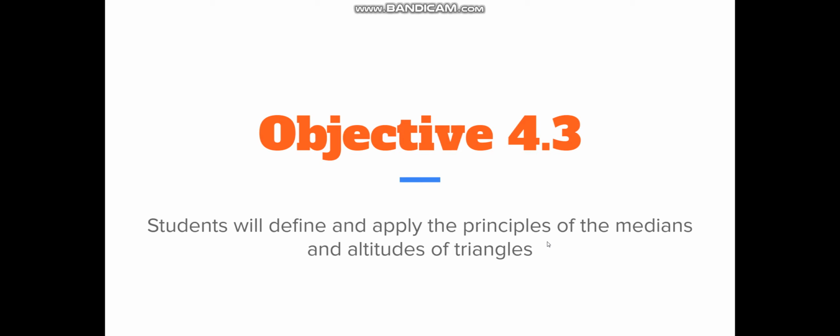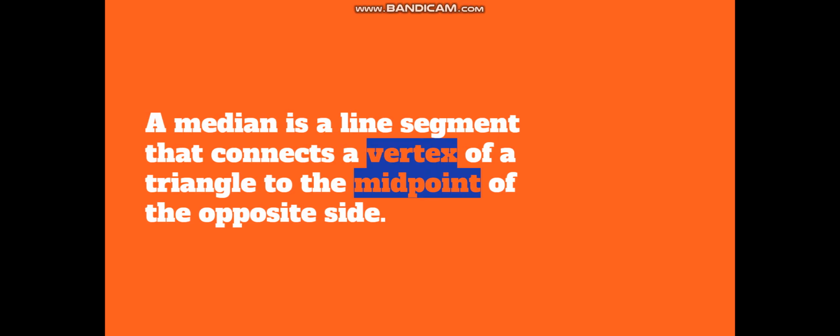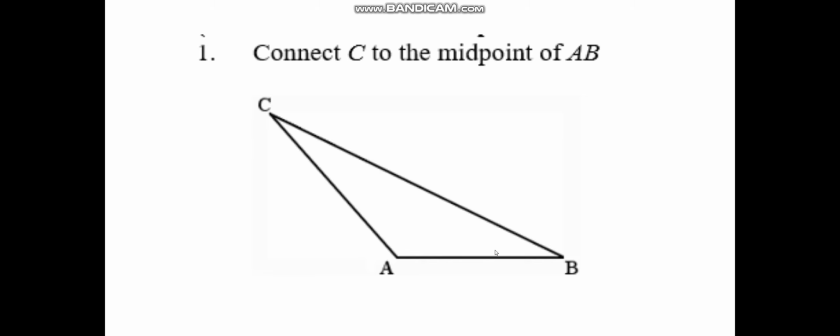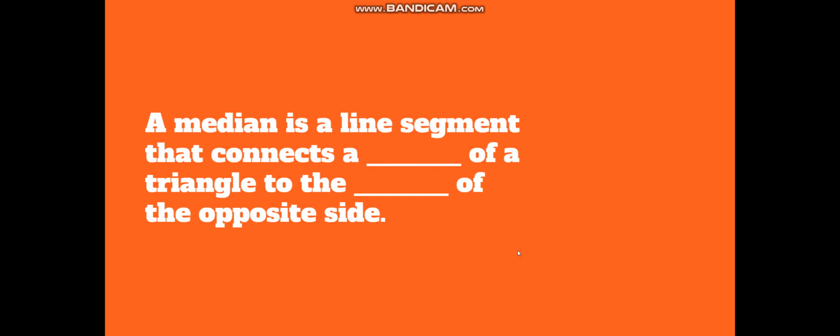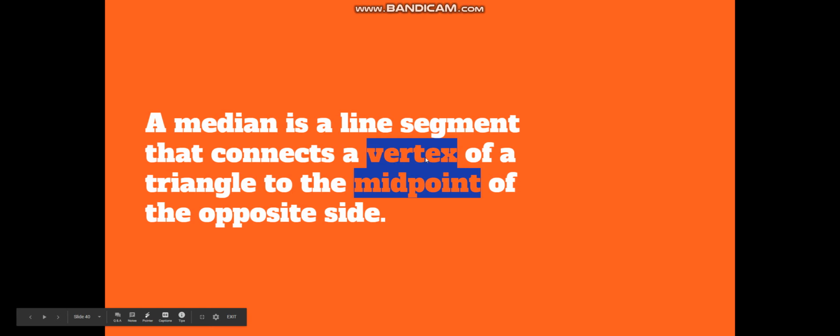So you should be at 4-3, medians and altitudes of triangles. You should see this sort of near the top of your page. Okay, so the very first thing is it says medians. A median is a line segment that connects the blank of a triangle to the blank of the opposite side. It connects the vertex of the triangle to the midpoint of the opposite side.